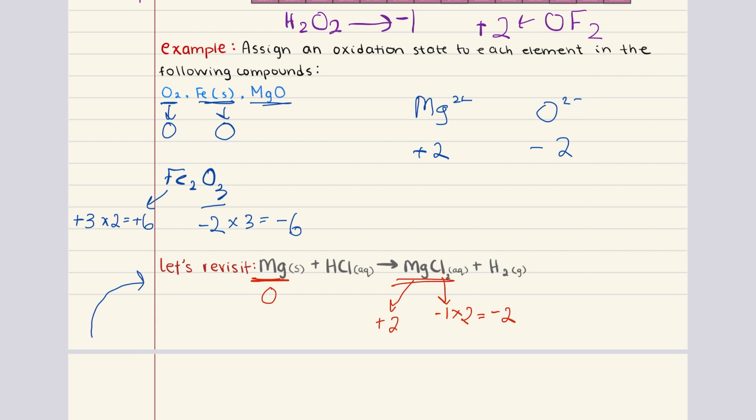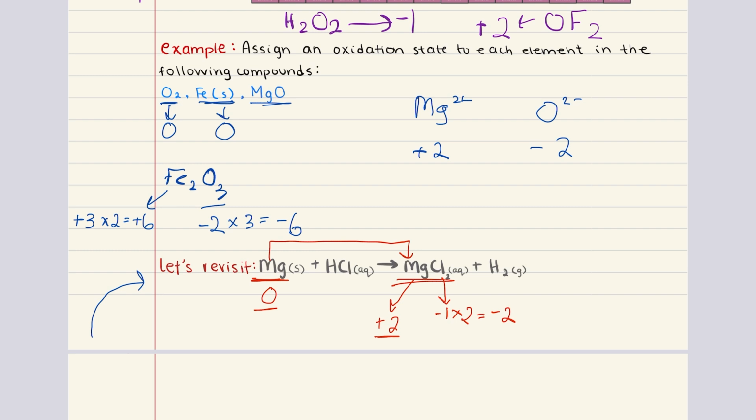So now we're looking at magnesium's oxidation number in the reactant side and in the product side. And we notice that the value increases. Magnesium's oxidation number increases from 0 to +2, meaning that it loses 2 electrons and it is oxidized.